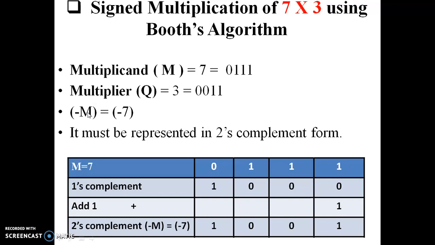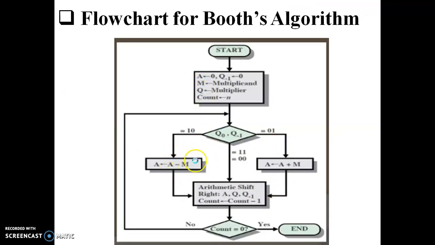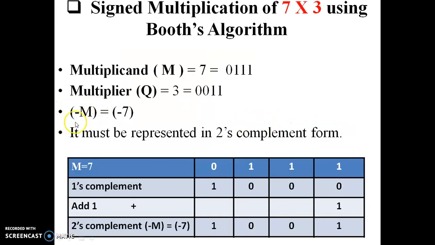Now in the algorithm, as you might have seen, we require the plus M value as well as the minus M value. So for simplicity, at the initial process only, we will find out the value of minus M. If plus M is 7, minus M is obviously going to be minus 7. So whenever the number is negative, we will store it in its 2's complement form. So this is the 2's complement representation of 7, right?